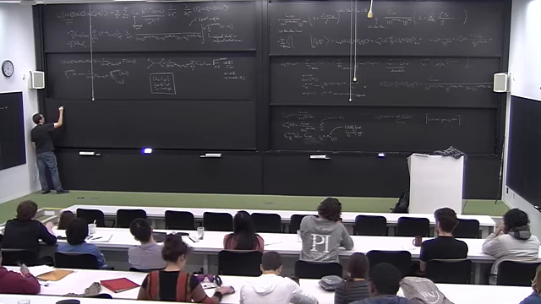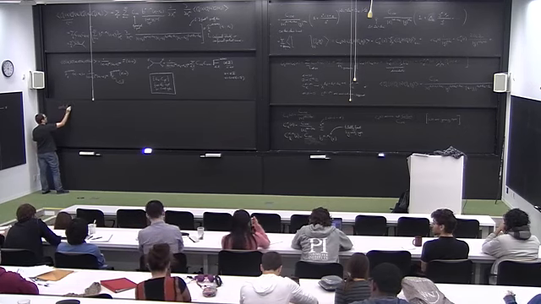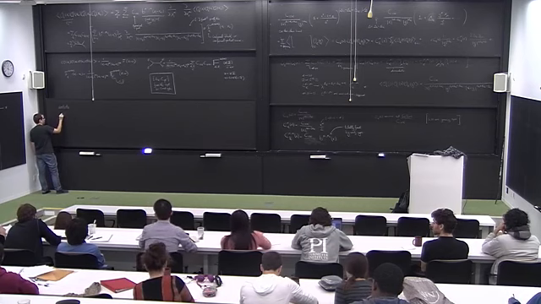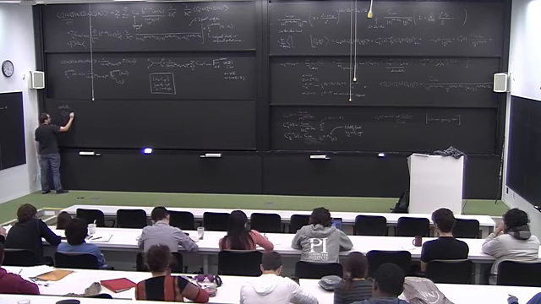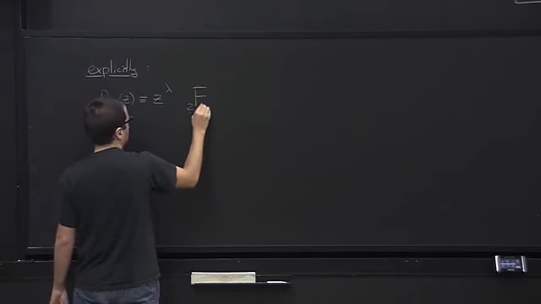And to introduce the result, so explicitly, the result is the following. First of all, it's useful to introduce some function h lambda of z, which is defined to be z to the lambda times some hypergeometric function.